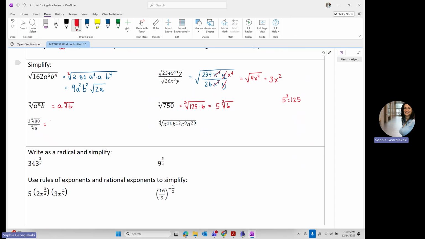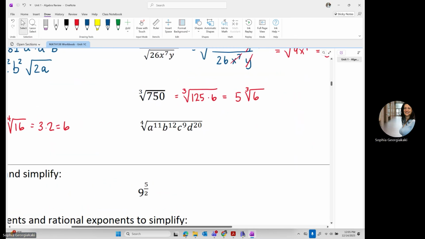Here I have a 3, which is a rational number. Then I have fourth root in the numerator and the denominator. Therefore, I can combine them. 80 divided by 5 is 16. The fourth root of 16 is 2, because 2 to the 4th is 16. And 3 times 2 is 6.